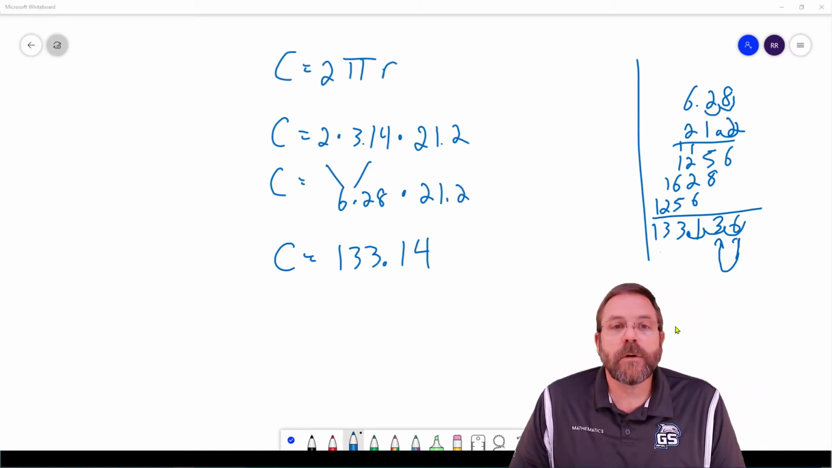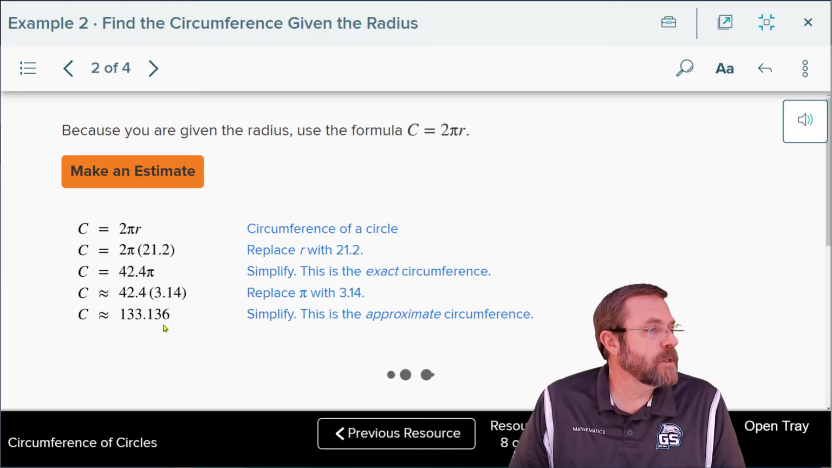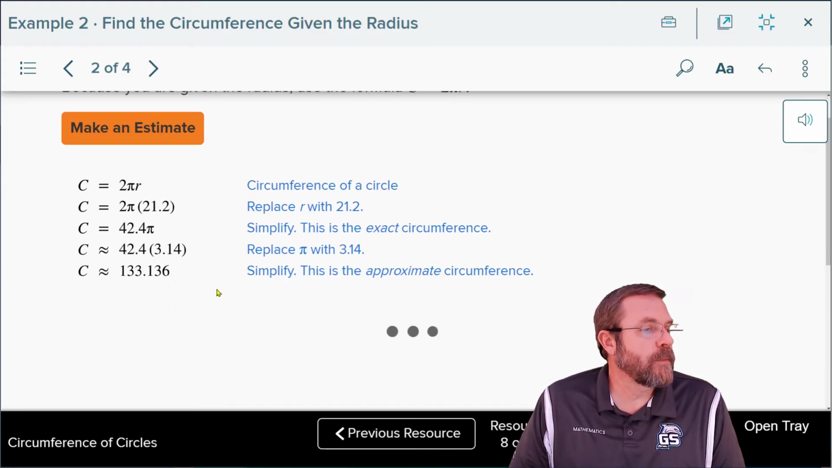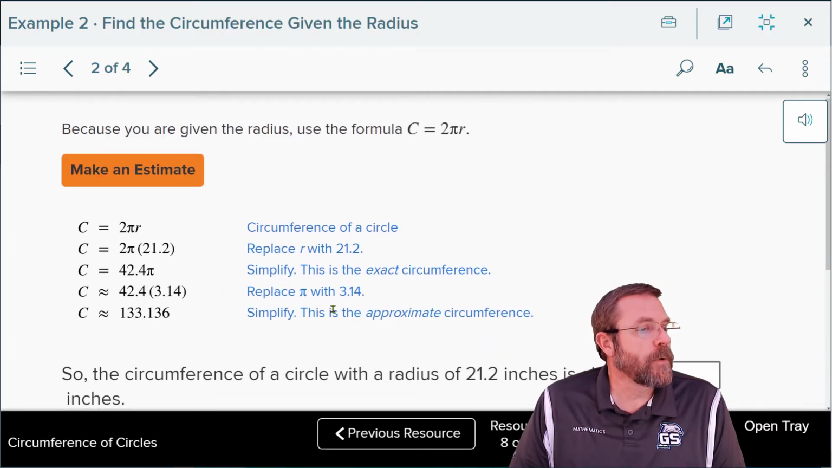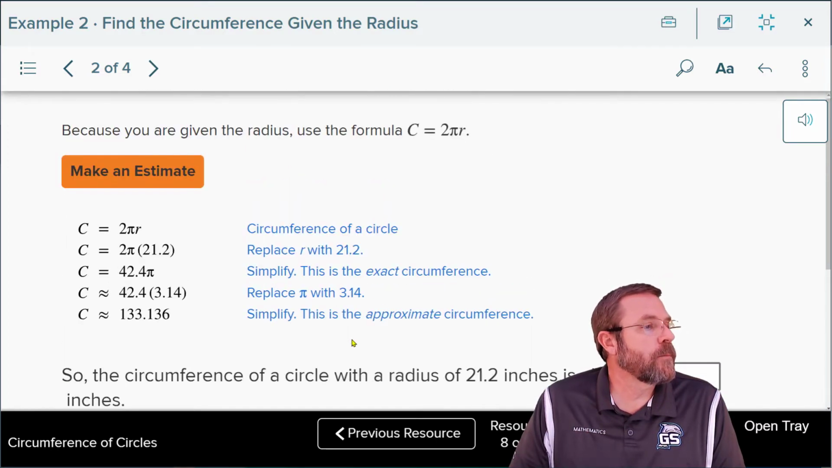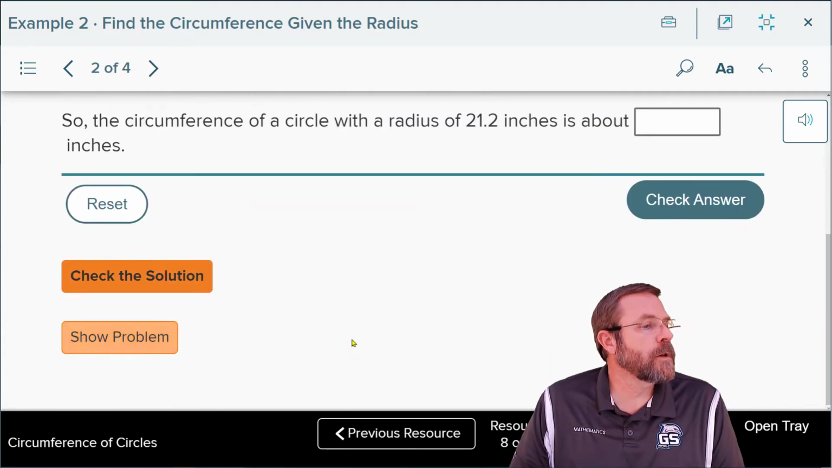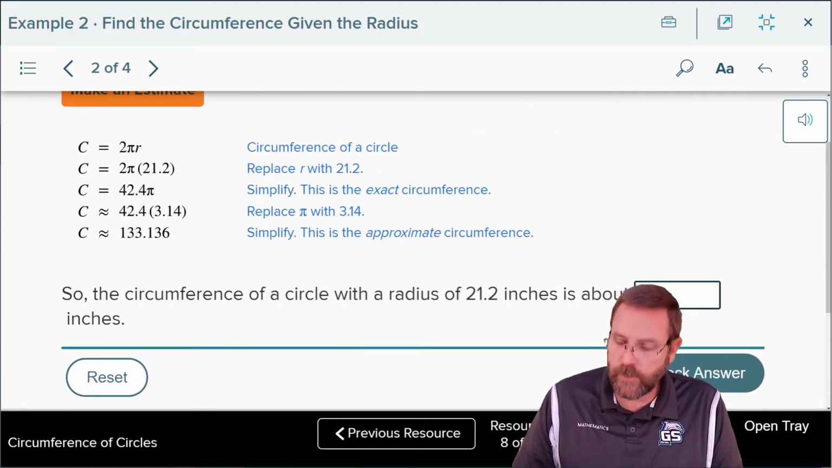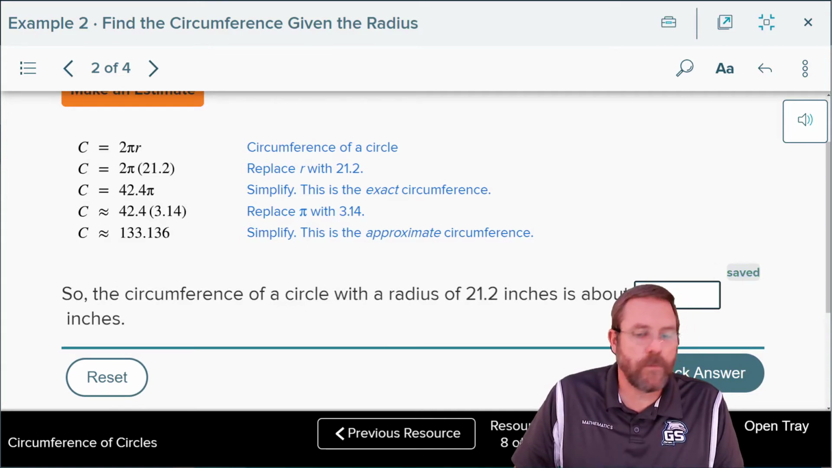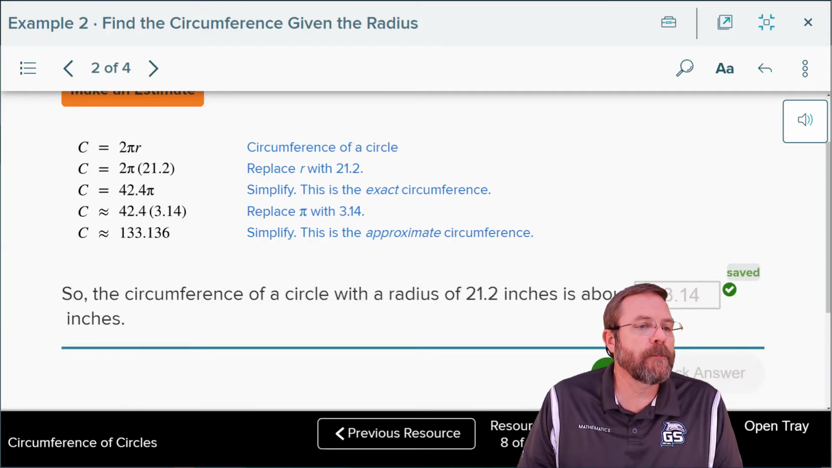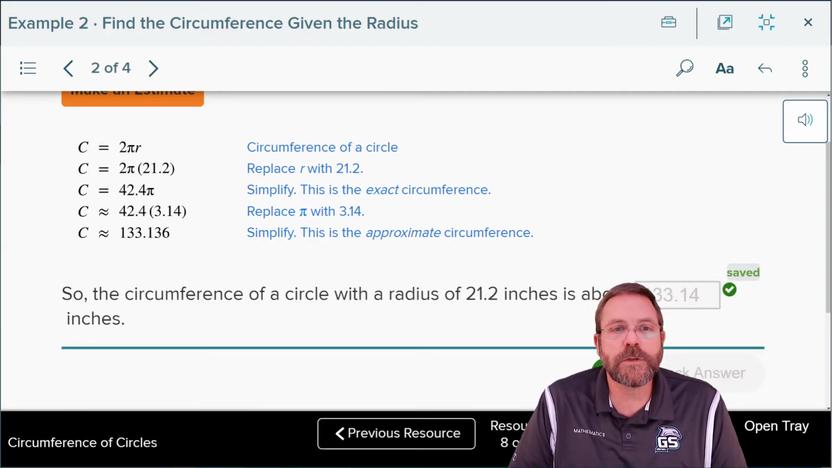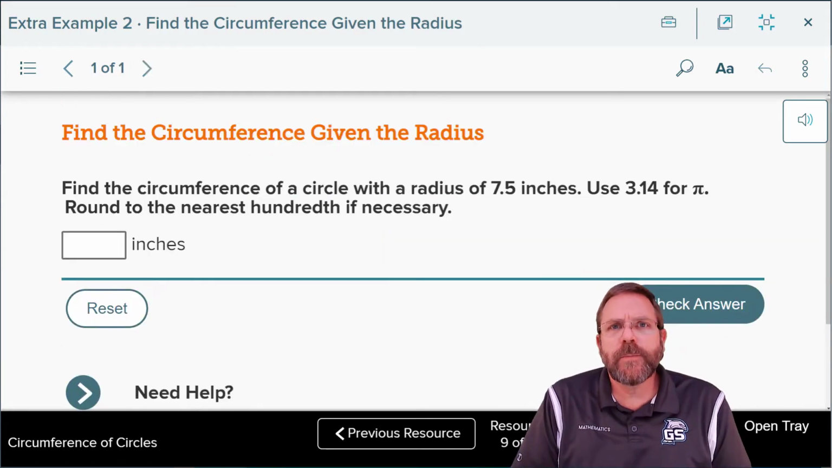Jump back to our document, where you can see that they did not round it there, and they didn't give the instructions, but let's see what they do here. I say 133.14. Did they want that? Yes, they did. Rounded to the nearest hundredths place. Easy math. Now it's going to be your turn.